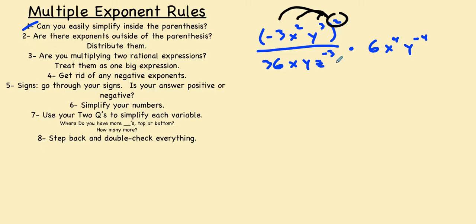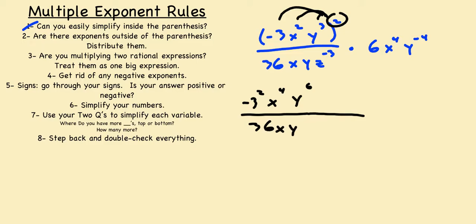And it is a negative 3 since it's inside the exponents, so negative 3 squared, x to the 4th, because I'm multiplying the exponents, and y to the 6th, 3 times 2. And on the bottom, that leaves me 36 x, y, z to the negative 3.